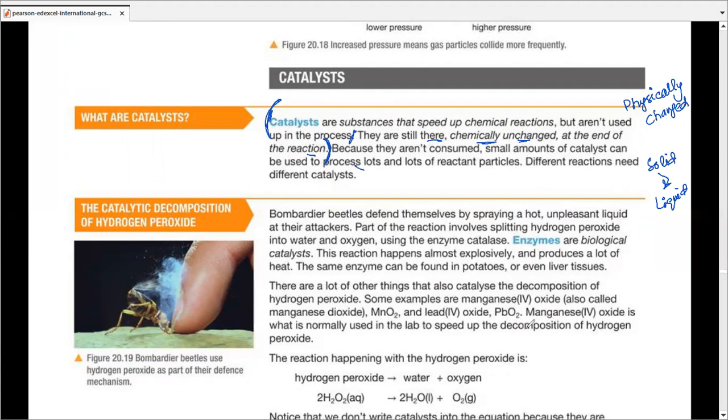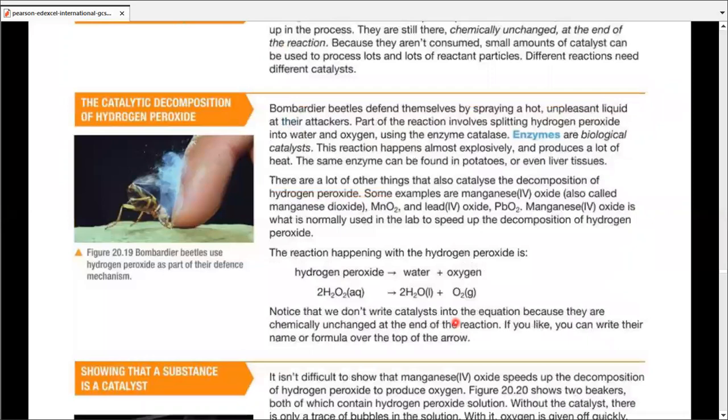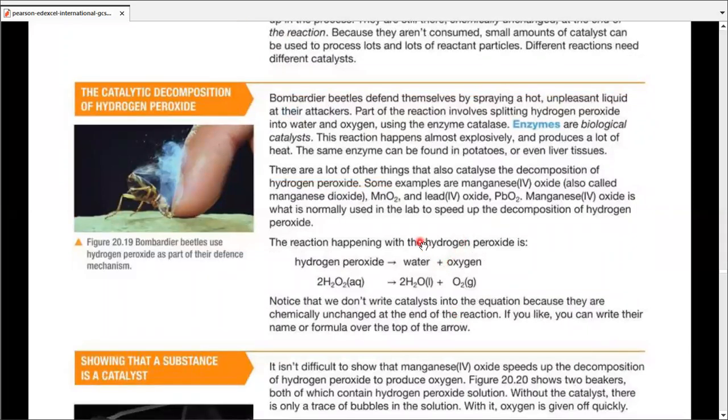I'm going to come up with an example, and this is going to become easier for you after the example, of how a small amount of catalyst can go for a very big reaction. Bombardier beetles defend themselves by spraying a hot, unpleasant liquid at their attackers, as shown in the diagram. Part of this reaction involves splitting hydrogen peroxide into water and oxygen using the enzyme catalase. Enzymes are biological catalysts. You might have already studied them in biology if you're opting for it. This reaction happens almost explosively and produces a lot of heat. The same enzyme can be found in potatoes or even liver tissues. There are a lot of other things that also catalyze the decomposition of hydrogen peroxide.